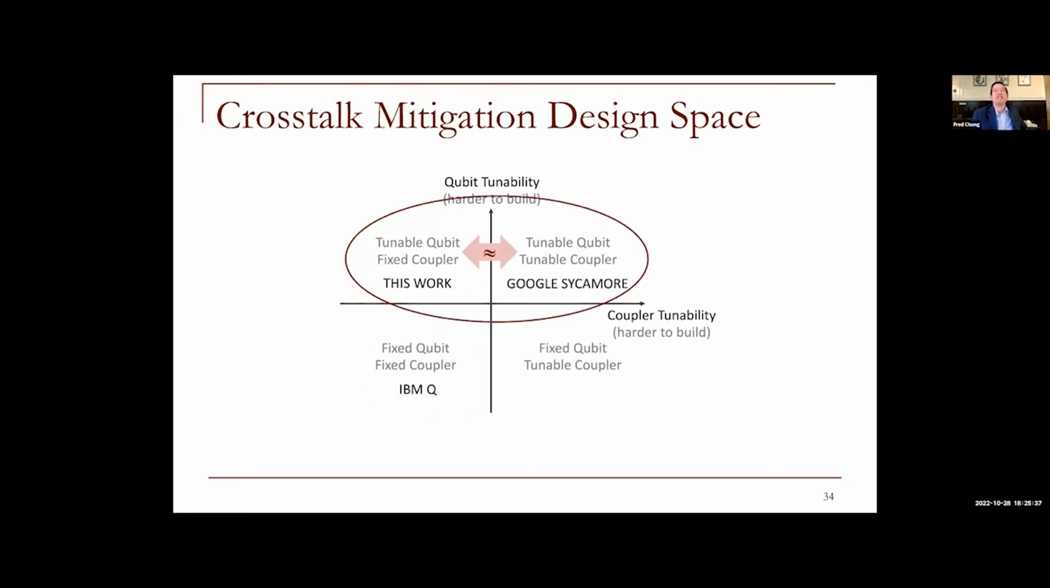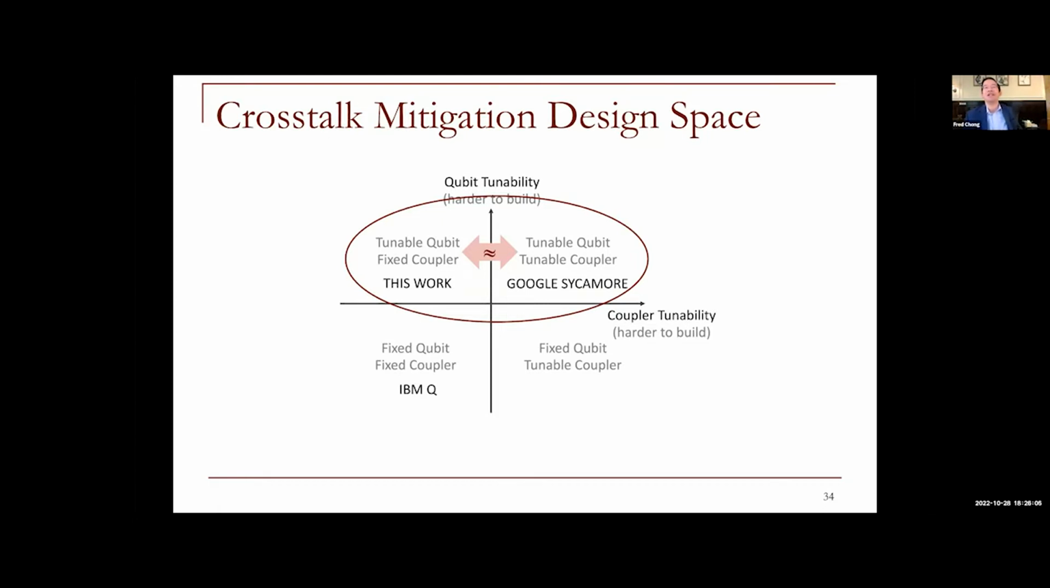And then we can compare this against the Google machine, or something that's like the Google machine, which is a tunable qubit, tunable coupler device, which is built in many ways to avoid crosstalk, because you could essentially turn off the couplers and avoid crosstalk between gates. But it's arguably harder to build, right?